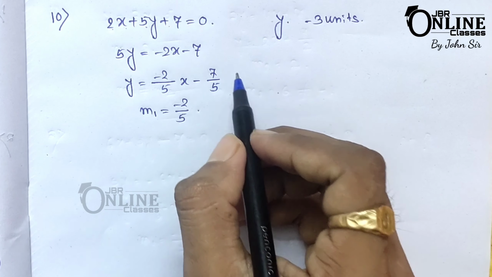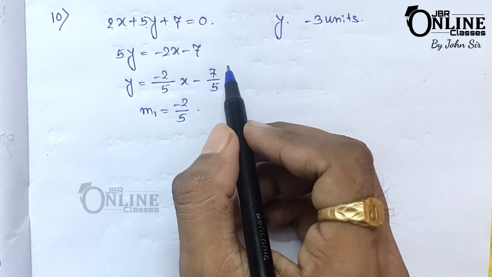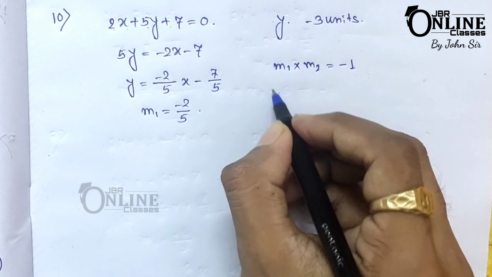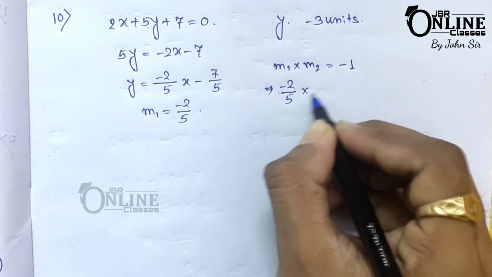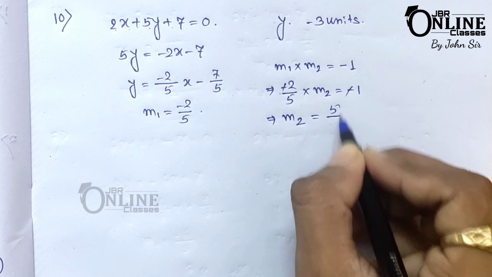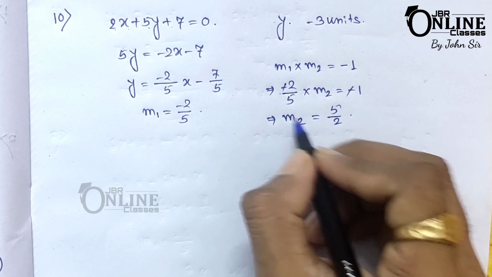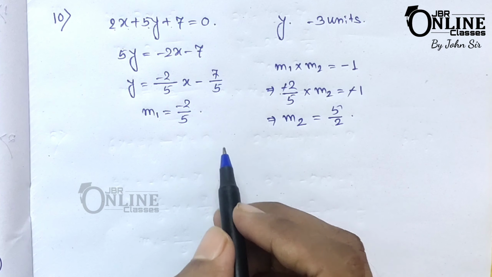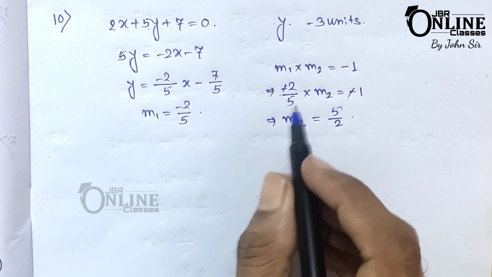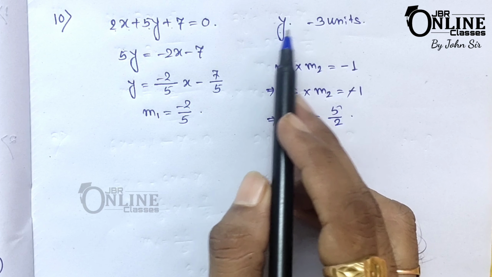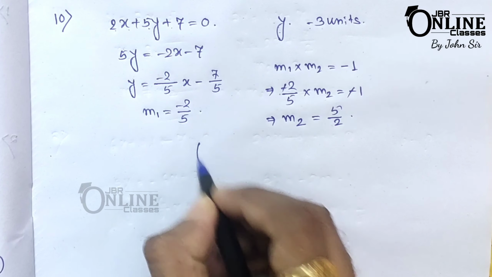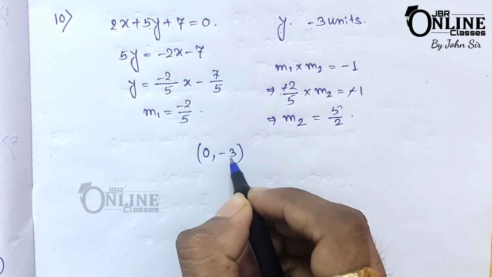Okay, now these 2 lines are perpendicular with each other. That means m1 into m2 = -1, and you know the value of m1, that equals -2/5 into m2 = -1, 1 cancels out. So from that m2 = 5/2. Now we know the slope of the second straight line, and we have to find the equation of that line. As the y intercept is -3 units, the point where it passes is (0, -3).